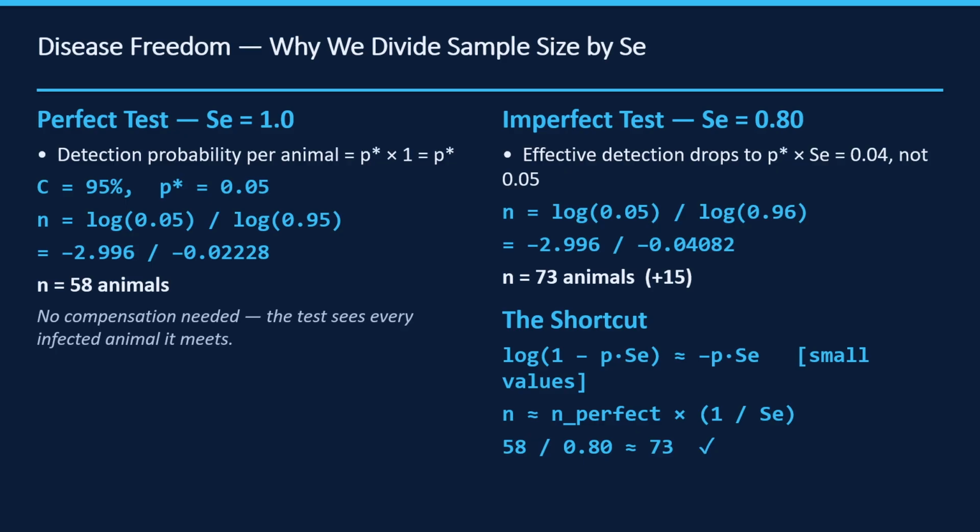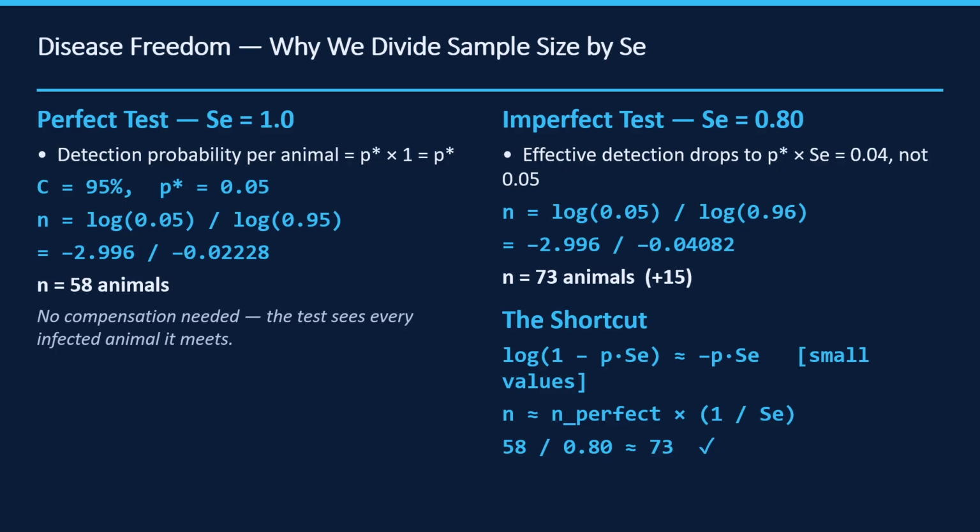Now an imperfect test, sensitivity 0.8. Your effective detection probability drops to 0.05 times 0.8, which is 0.04, not 0.05. So n equals log 0.05 over log 0.96, minus 2.996 over minus 0.0408. 73 animals, 15 extra animals to compensate for the 20% of cases the test never sees.